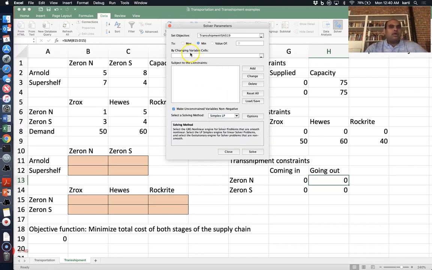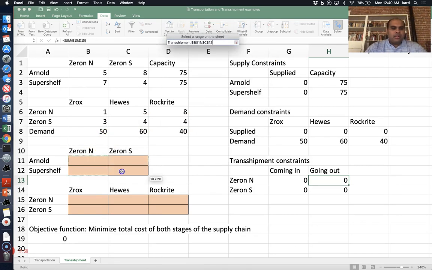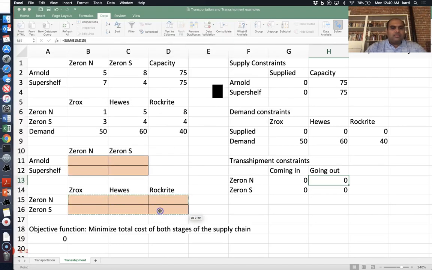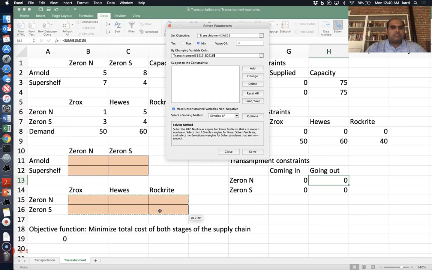That change is made. Now we're going to look at the changing variable cells. So these are all my changing variable cells. This is where you have to be careful. Changing variable cells, you have to say all of these cells here, comma, don't forget the comma, all of these cells here.